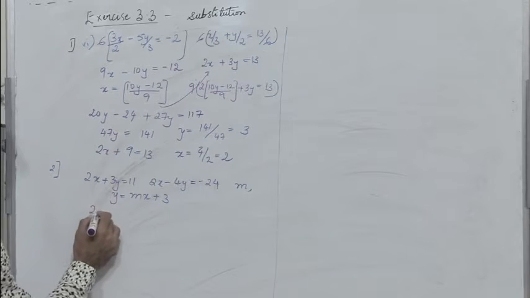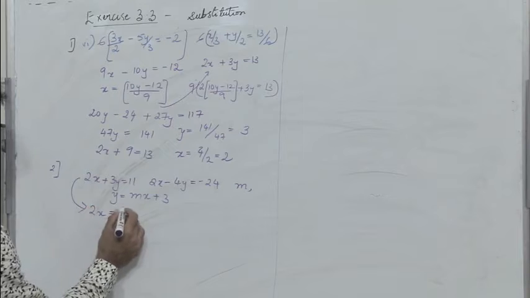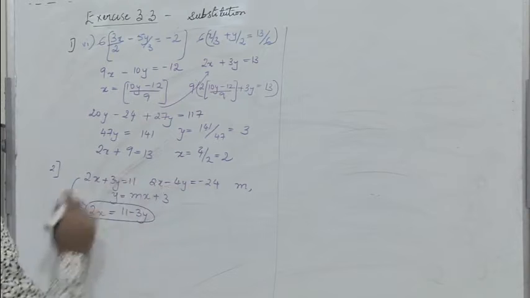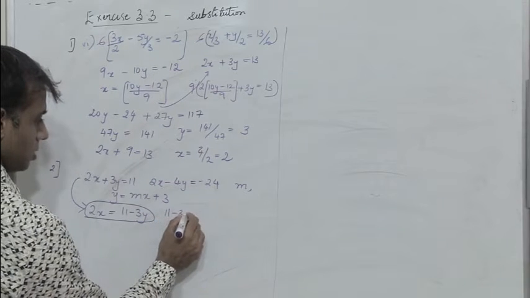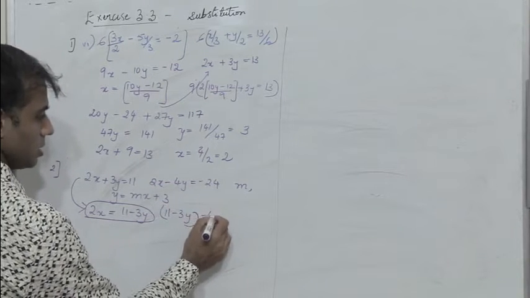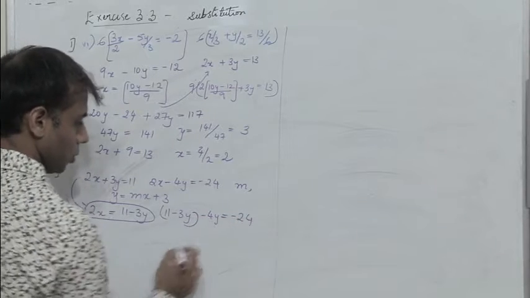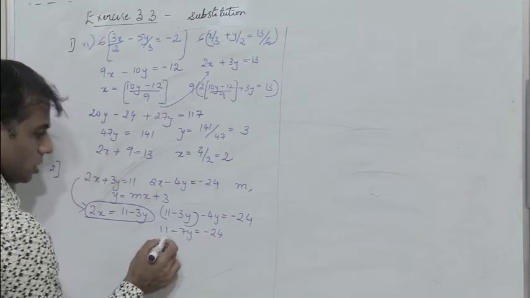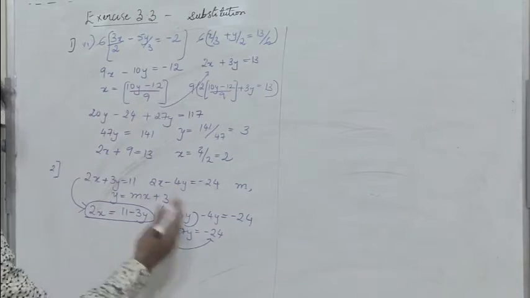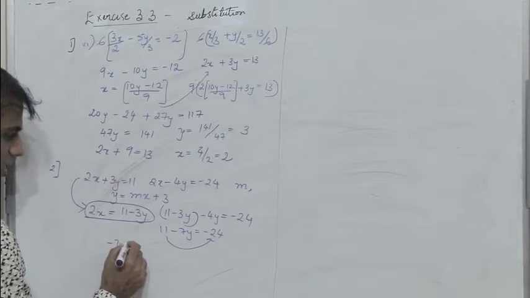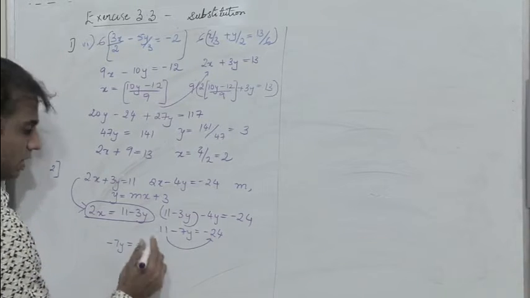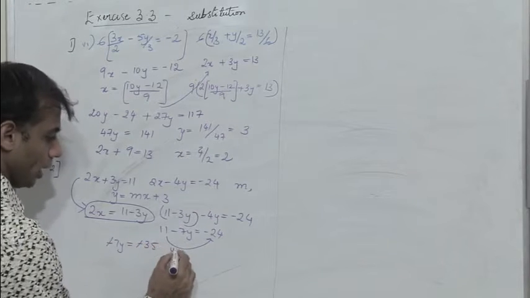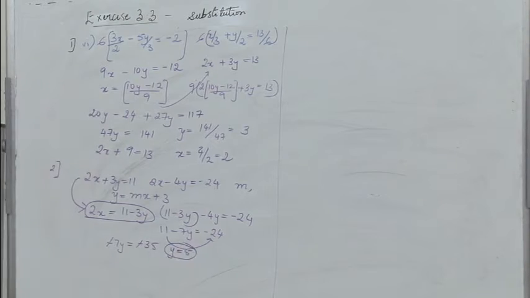So we have 2x from this equation. 2x is 11 minus 3y. Let me substitute for 2x here. So I have (11 minus 3y), this is 2x, minus 4y equals minus 24. So I have 11 minus 7y equals minus 24. Taking this to RHS, I get minus 7y equals minus 24 minus 11 is minus 35, minus minus gets cancelled, 35 by 7 is 5, so y equals 5.